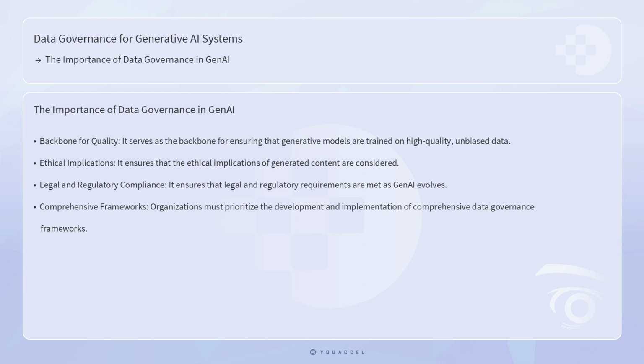As GenAI continues to evolve and permeate various sectors, robust data governance practices will be essential for harnessing its potential while mitigating risks. Organizations must prioritize the development and implementation of comprehensive data governance frameworks to navigate the complexities of GenAI and to ensure its responsible and ethical use. By doing so, they can unlock the transformative power of GenAI while safeguarding the interests of individuals and society at large.